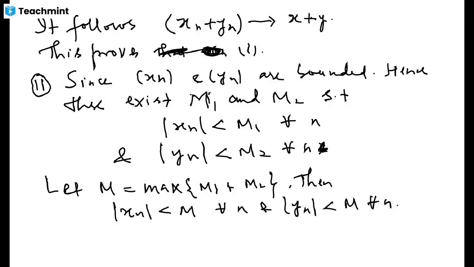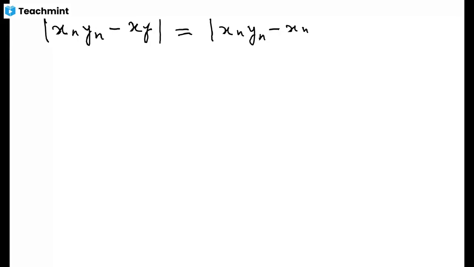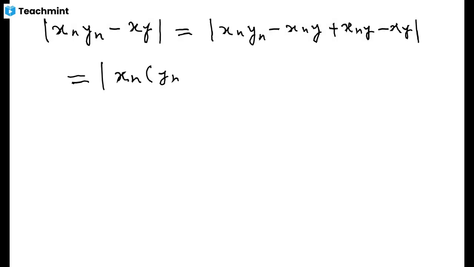Now we require the following trick. I have to establish that the product of these sequences converges to the product of the limits of the corresponding sequences, xy. What I'm going to do here is apply the triangle inequality. Let me write xn yn minus xy, and add and subtract the same number, and let us see how this balancing act helps us. Taking xn out, I will get yn minus y, and from the last two terms I can take out y, and I will get xn minus x into y.